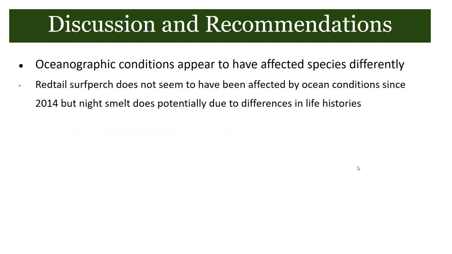Okay, so where do we go from here with our two fish examples? It looks like oceanographic conditions have affected species differently, right? One is a longer-lived species, the redtail surfperch, and one is a much shorter-lived species, night smelt. This appears to have allowed one species to have a fairly stable population on our coast, the other one not so much.